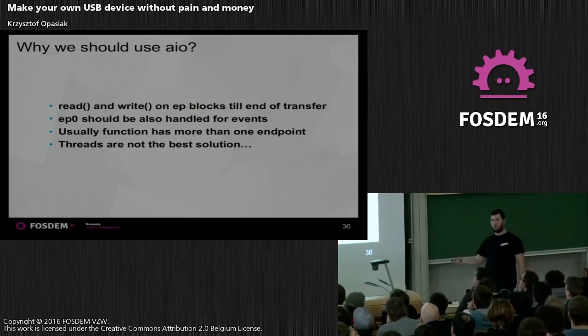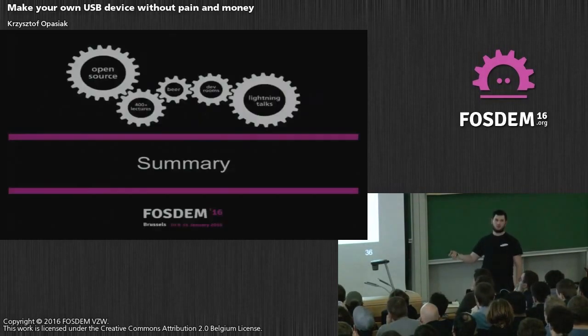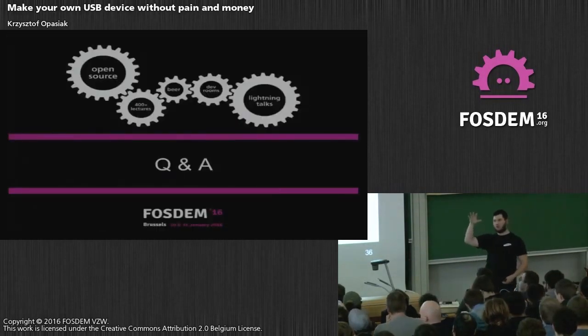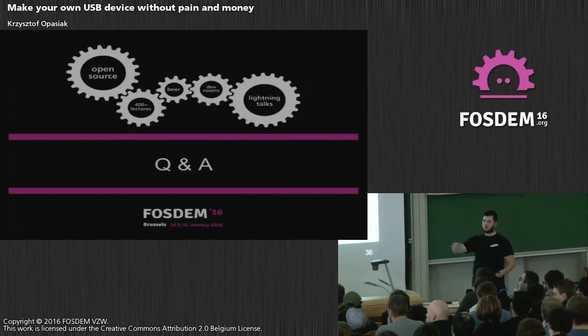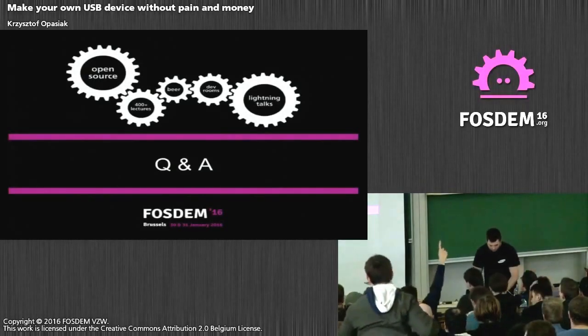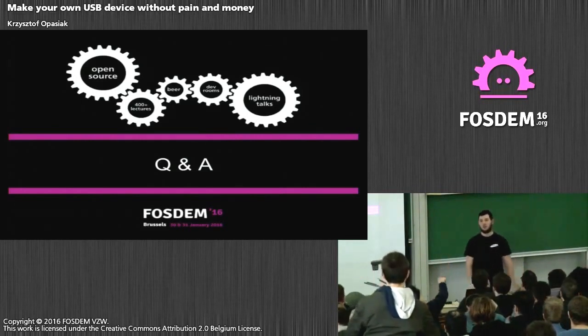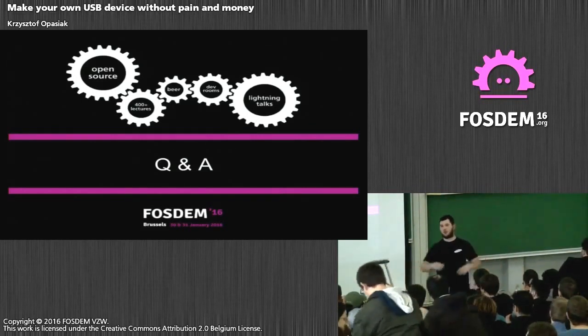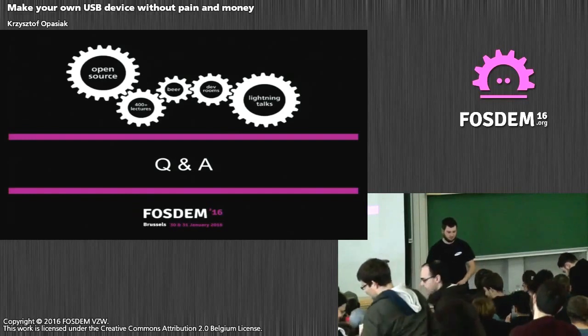So, only my advice. Remember to use I/O multiplexing when you would like to use the functionfs because the read and write operations are blocking and you cannot communicate with multiple endpoints. I think we are out of time, but if you have some questions, feel free to come to me.